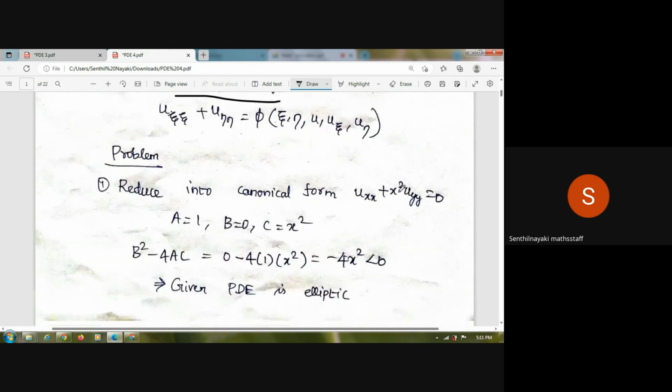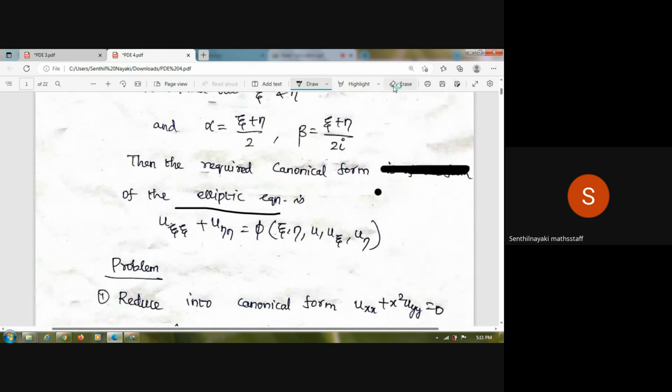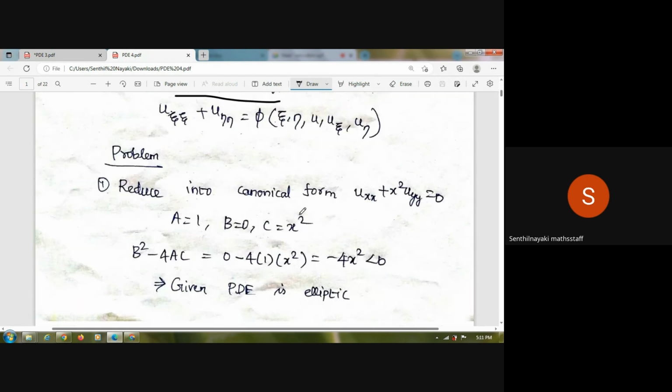Okay. Therefore, now we will discuss one example for this problem. This is a big problem, so we can discuss only one problem. After that we will wind up this session. So reduce into canonical form u xx plus x square into u yy equal to 0.